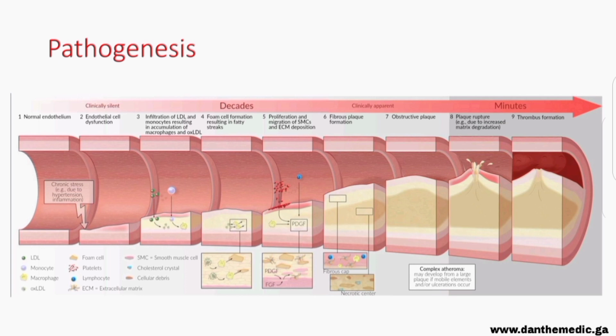So later on, due to this weakening of the fibrous cap, when there is plaque rupture, there is exposure of thrombogenic material, and eventually a thrombus will form. And when this thrombus forms, there will be occlusion of the vessel, or there can be embolism. So thromboembolism can also form in this case. So that's basically the pathogenesis of atherosclerosis.